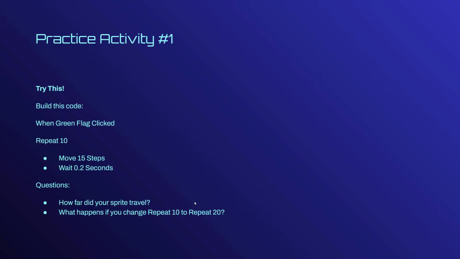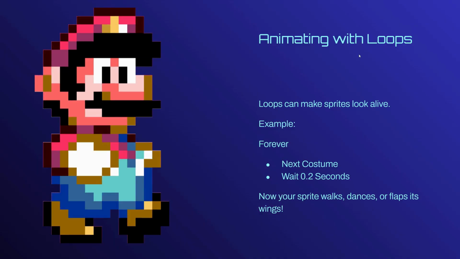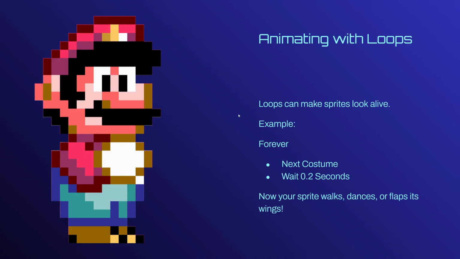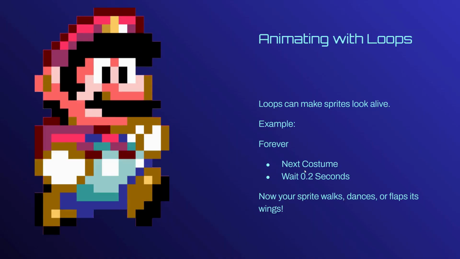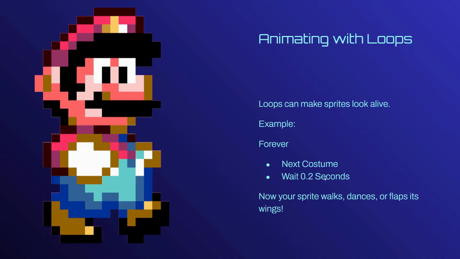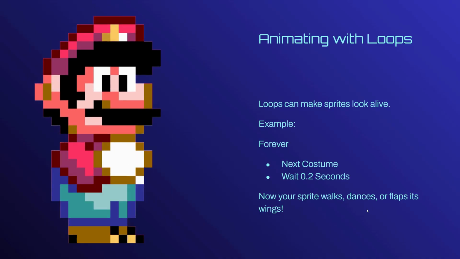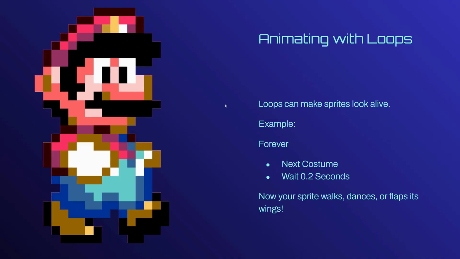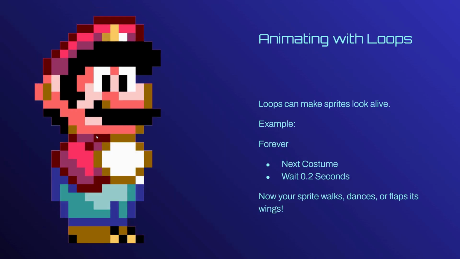Animating with loops. Loops can make your sprite look alive. For example, forever, next costume, wait 0.2 seconds. Now your sprite can do a dance, walk, or flap its wings. That's how you get simple code like this walking sprite of Mario. Now, let me demo this code in Scratch.